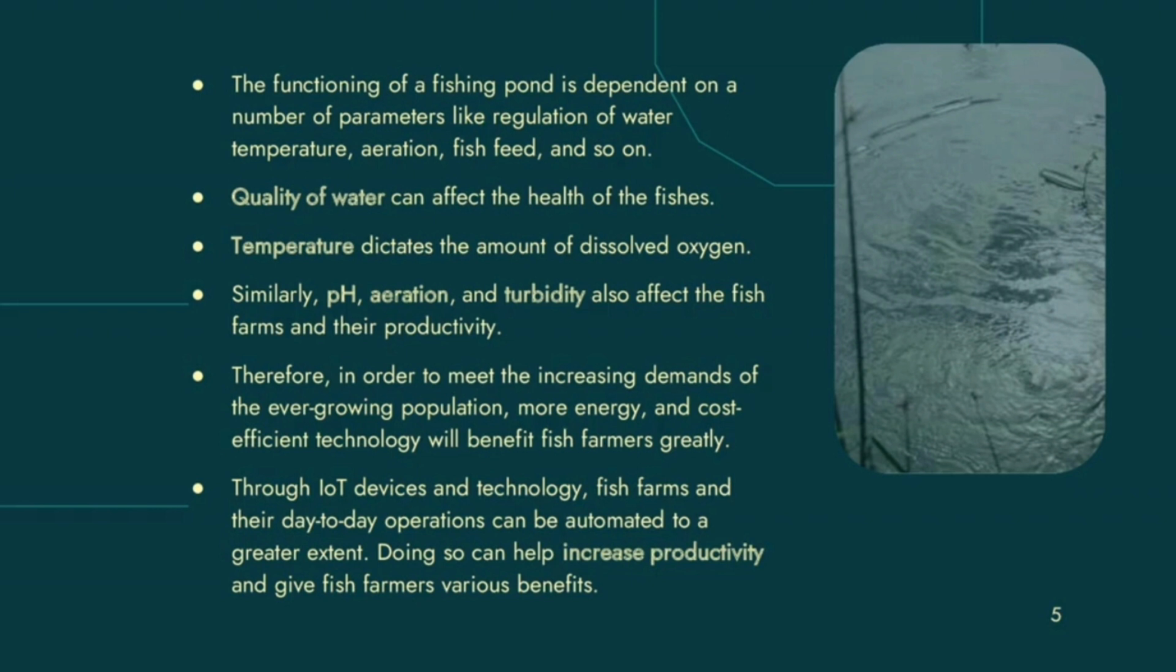The health of the fish might be affected by the water quality. The amount of dissolved oxygen depends on the temperature. The productivity of the fish farms is also affected by pH, aeration, and turbidity. Therefore, more energy and cost effective technologies will tremendously help fish farmers in order to satisfy the rising demands of the constantly increasing population. Fish farms and their daily operations can be more automated with the help of IoT devices and technology. By doing so, fish farmers can get a number of advantages, including increased output.